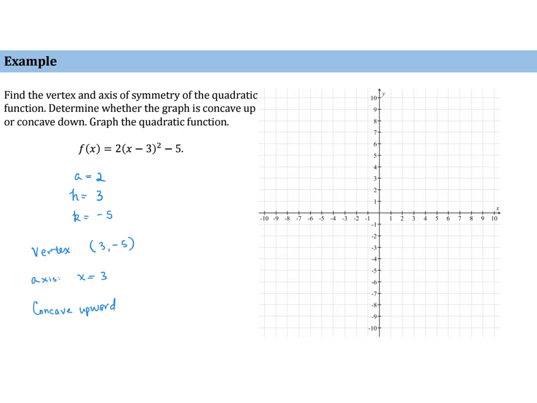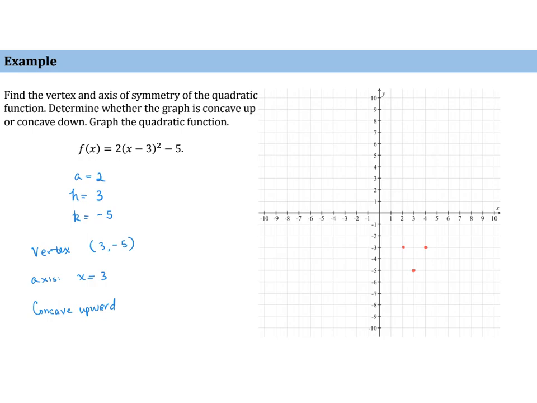Now, let's go ahead and plot the point that corresponds to our vertex. So 3, negative 5. It's opening upward, and you'll notice that we've stretched it by a factor of 2. So that means instead of having our typical points here and here, we'll stretch those by a factor of 2. So they will be here, away from our vertex.